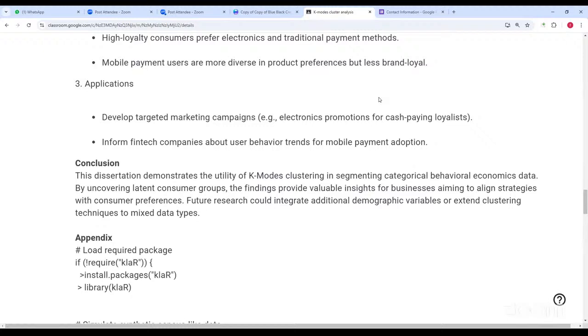Okay. Next is the appendix. I think this is for Farah. Farah, yes, sir. So can you please share my screen? Yeah, yes.